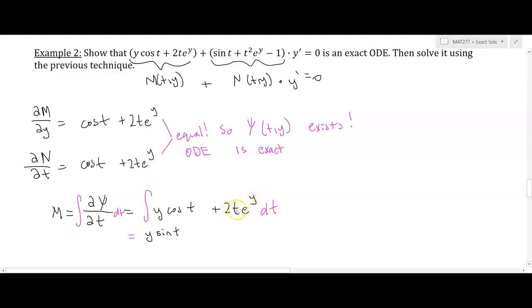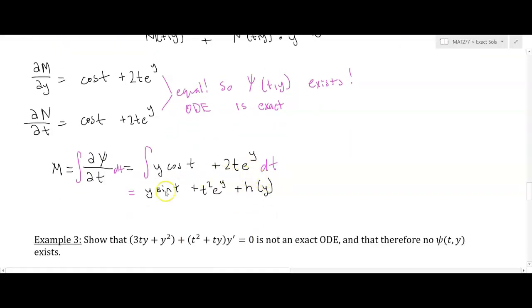The integral of 2t is t squared. So I get plus t squared e to the y. And then because when we take the derivative of this with respect to t, any function that involved only y must have gone to 0. So again, this could be a constant, or something involving both y and constants, but it would have gone away when I take the derivative of it with respect to t.